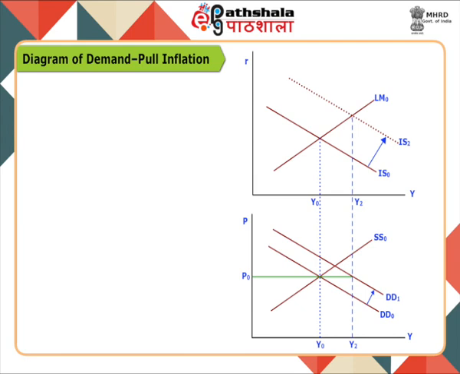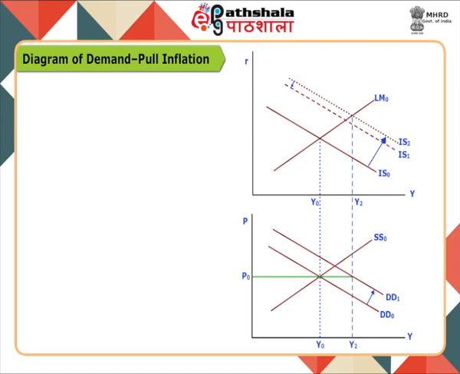Due to the increase in price level, the real value of consumption would decrease and the rate of savings would rise. This would shift the IS curve to the left. In the upper panel of the diagram, due to the increase in price level, the IS curve again shifts but to the left, that is from IS2 to IS1.